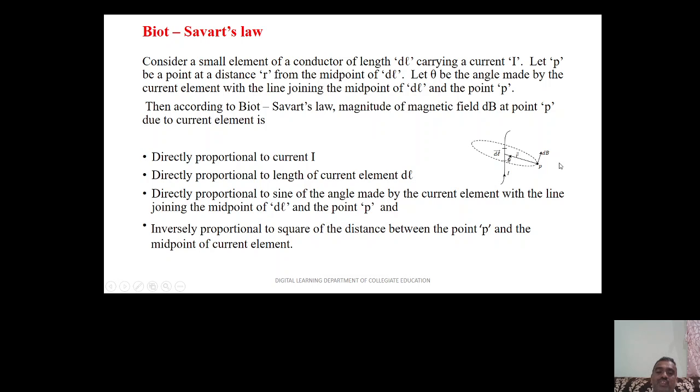Then according to Biot-Savart's law, the magnitude of the magnetic field dB at the point P due to the current element dl is directly proportional to the current I, directly proportional to the length of the current element dl, directly proportional to the sine of the angle made by the current element with the line joining the midpoint of dl and the point P, and inversely proportional to the square of the distance between the point P and the midpoint of the current element.